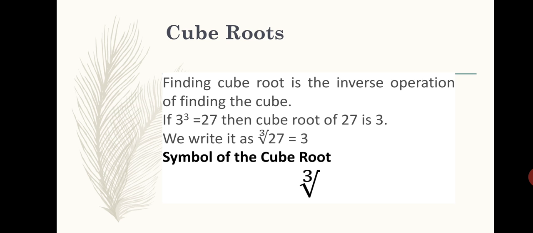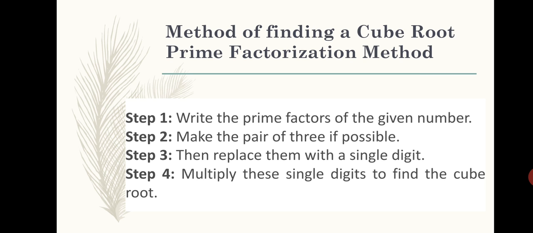I have mentioned here the symbol of cube root. It is just writing 3 in addition to the symbol of square root. Look at this symbol carefully and have a clear picture in your mind to differentiate between the symbol of square root and cube root. So now let us discuss how to find the cube root.